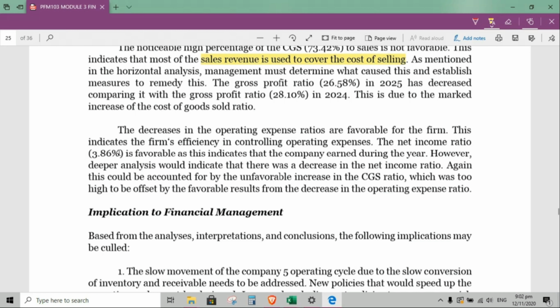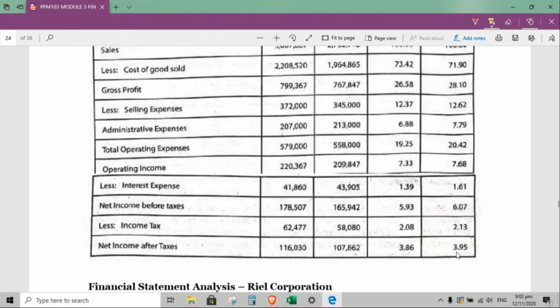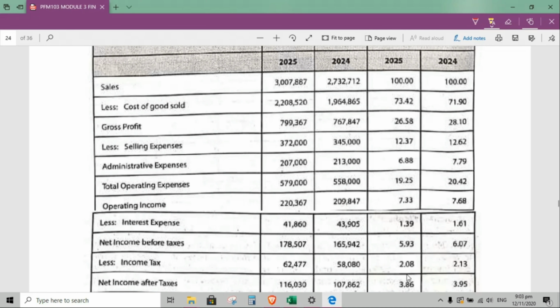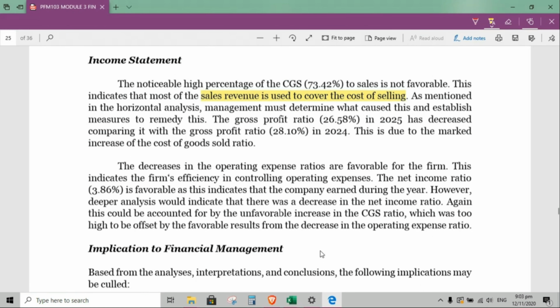Pero yun nga, katulad ng sinabi ko kanina, bumaba pa rin yung kanilang net income ratio. So, meron tayong computation dito ng 2035. Last year, ang kanilang net income ratio ay 3.95. Noong 2025, ang net income ratio nila ay naging 3.86. So, bumaba siya. Which is dapat, kahit pa paano, increase nila. Diba? Yan. So, that is for the interpretation and analysis in income statement.